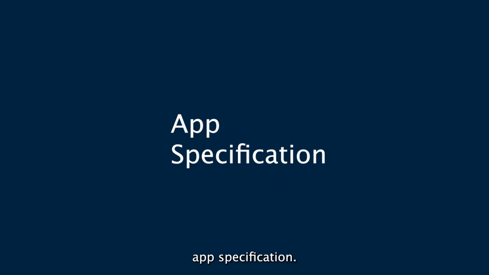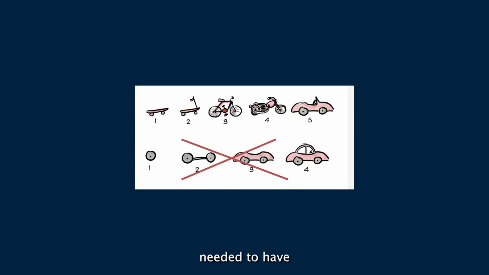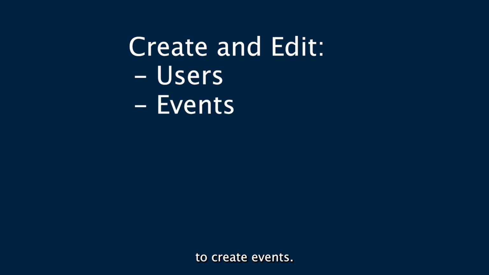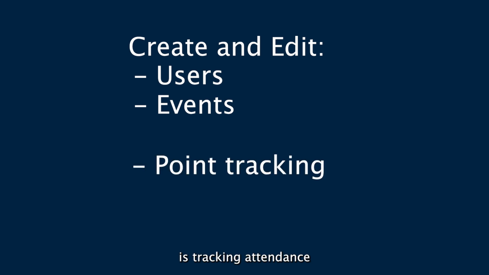For the app specification, my MVP needed to have a few simple functions. I needed to be able to create and edit users. I also wanted to be able to create and edit events. And lastly, the most complex function is tracking attendance and calculating points based off of the attendance. There are more features planned, but these are the basics, and I'll get into how I implemented them right now.